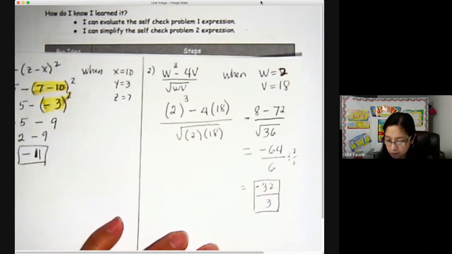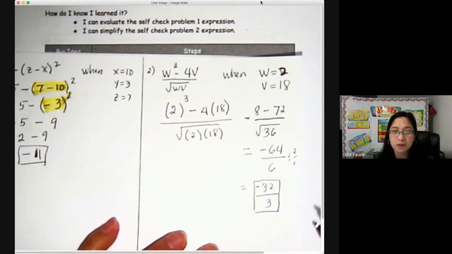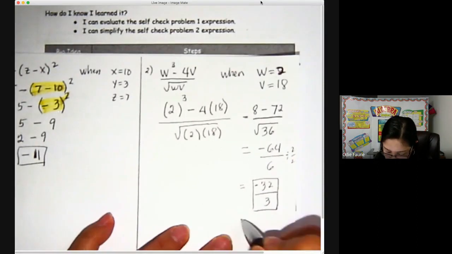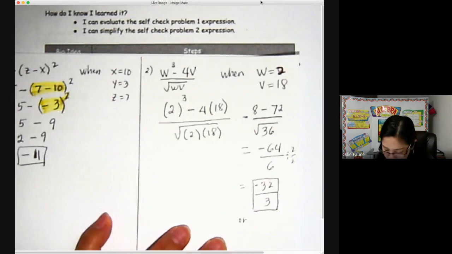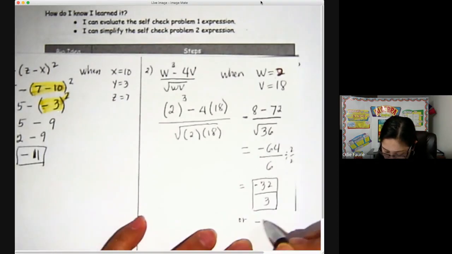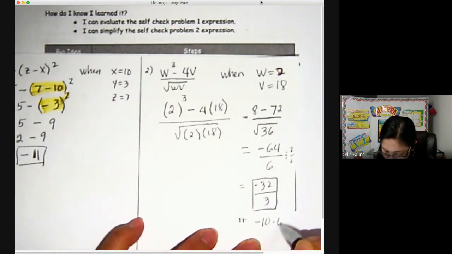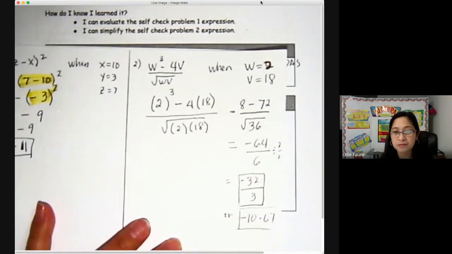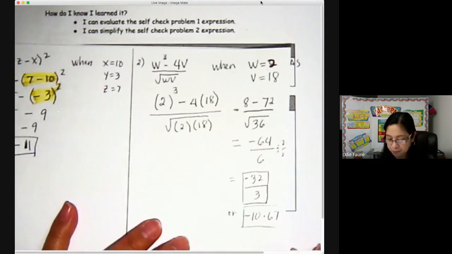Okay, so I suggest you get the answer in fraction form, but when it is a fraction, it should always be in simplest form. Or you can also write the answer as a decimal, it's also acceptable. This is negative 10.67. So I accept both, fraction or decimal.